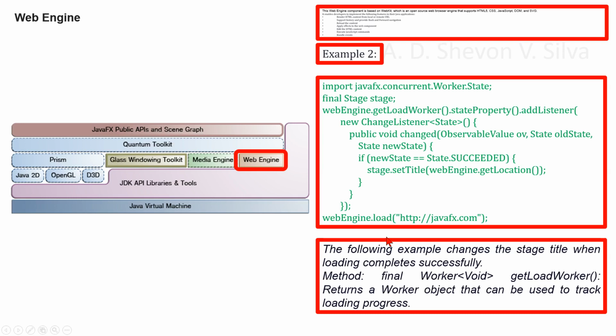Loading always happens on a background thread. Methods that initiate loading return immediately after scheduling a background job. To track the progress and/or cancel a job, use the Worker instance available from the getLoadWorker method.